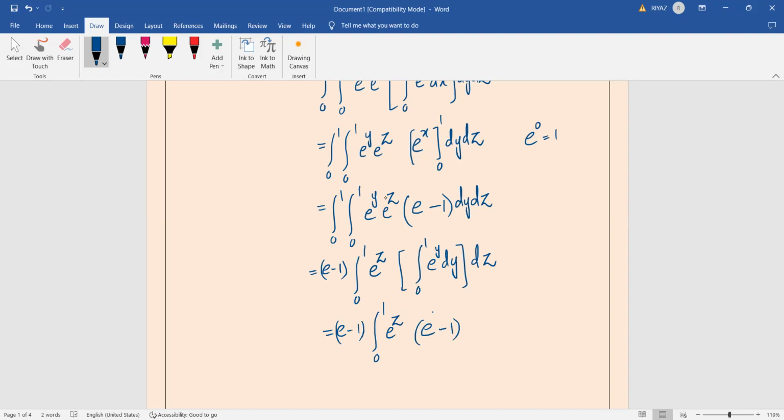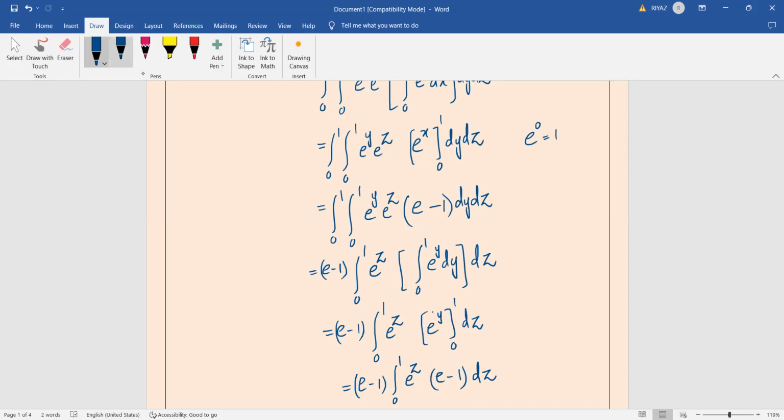Sorry, I wrote the direct step. Let us do it one more time. Actually, integration of e power y is e power y only, and the limits are 0 to 1, then dz. Then we write that step. This is e minus 1, integral 0 to 1, e power z must be as it is. This is upper limit minus lower limit, which means e minus 1 again. Upper limit e power 1 is e only, e power 0 is 1. So dz is left.